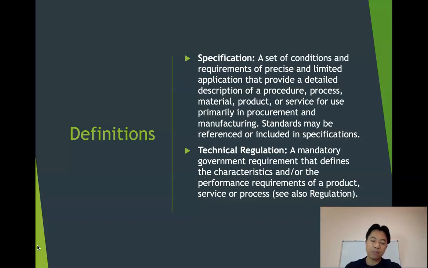When we talk about specification, we try to imagine a phone and what other phones are capable of doing. So specification is a set of conditions and requirements of precise and limited application that provide a detailed description of a procedure, process, material, product, or service for use primarily in procurement and also manufacturing. Standards may be referenced or included inside of the specification.